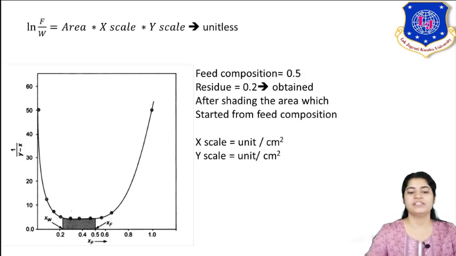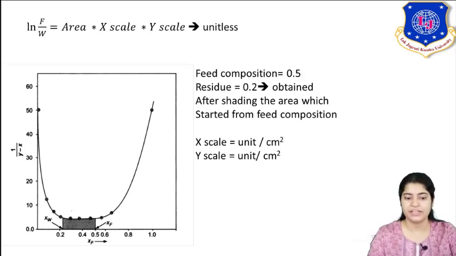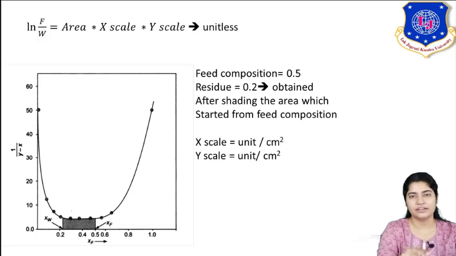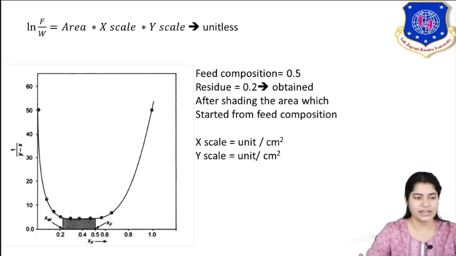Suppose you can see the feed composition is 0.5 and the residue is 0.2. This is the answer, the residue equal to 0.2, which I got. How did I find my area? See the above equation: ln F by W is equal to area into x scale into y scale.